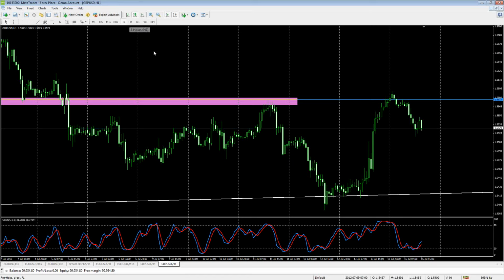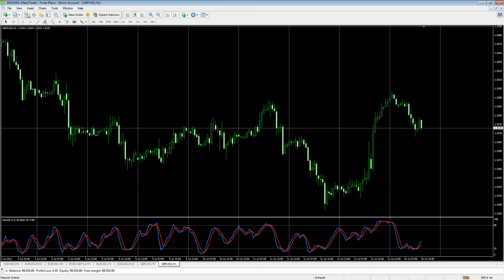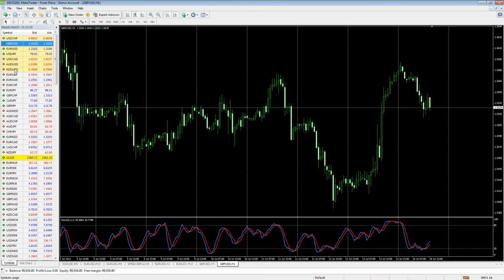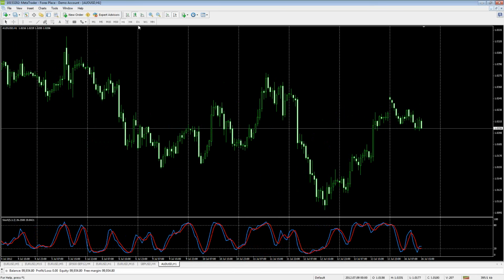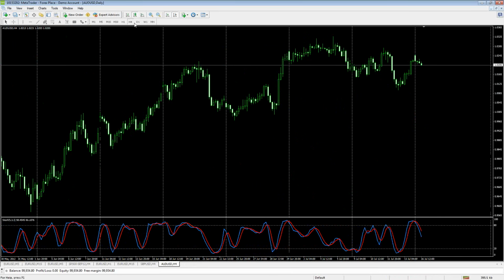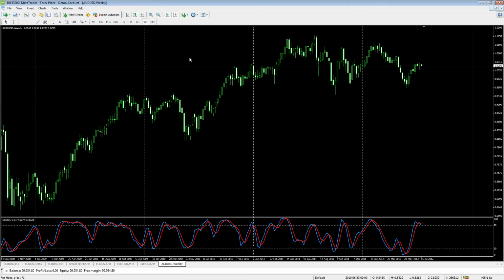So this is the pound dollar. The Aussie dollar, let me show you something. Okay, the Aussie dollar here, let's see if it's here. Let me just take a look. For some reason I remember, oh yeah, I know what, okay. Let me just show you something here.